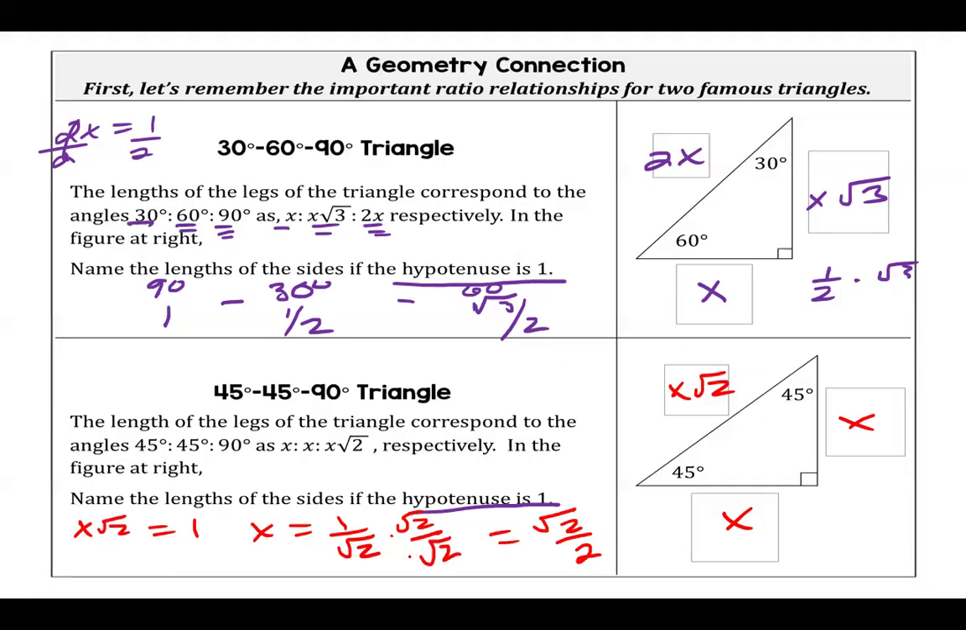All right. So now we know what's across from the 45. Across from the 45s is going to be the square root of 2 over 2. And we already know across from 90 is 1. Yes? Agreed? All right. Keep those numbers in mind. They're your friends. Trust the process.